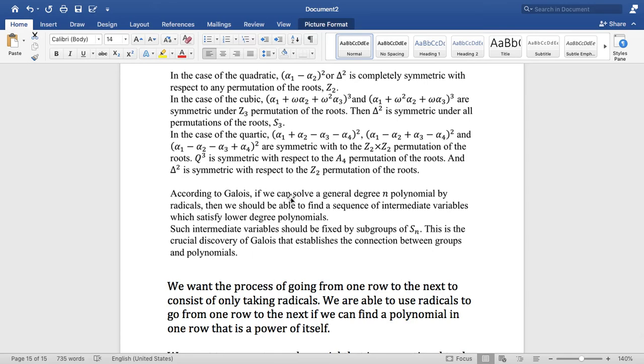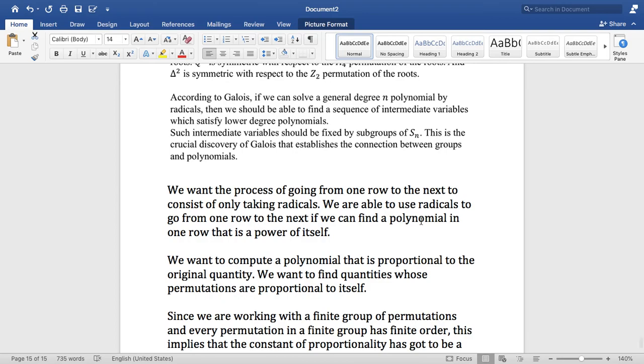So according to Galois, if we can solve a general degree n polynomial by radicals, then we should be able to find a sequence of intermediate variables which satisfy lower degree polynomials. Such intermediate variables should be fixed by subgroups of Sn. And this is the crucial discovery that linked groups with polynomials.